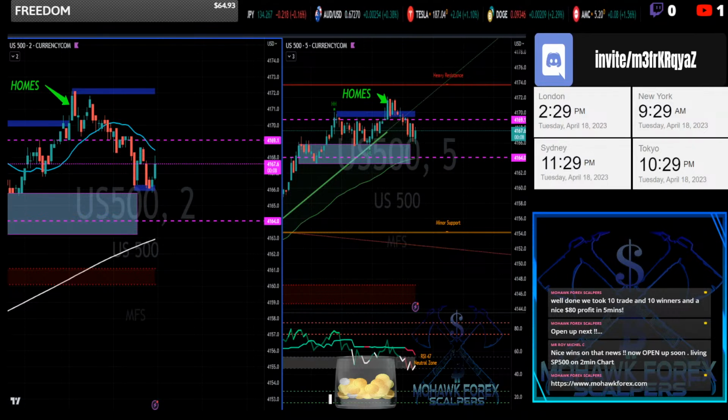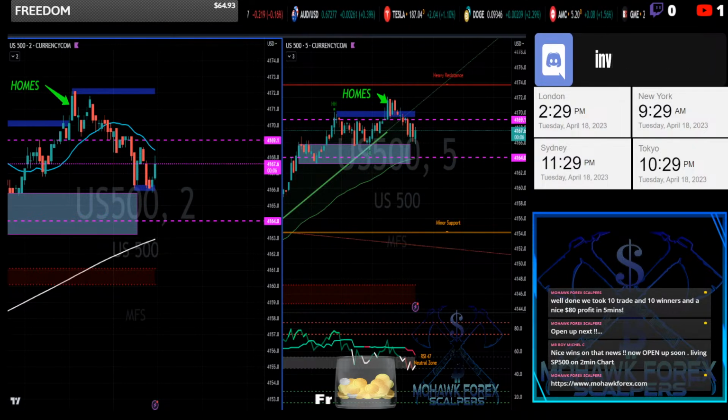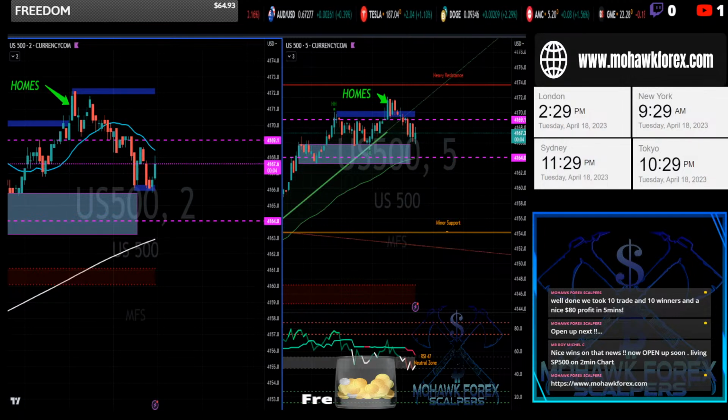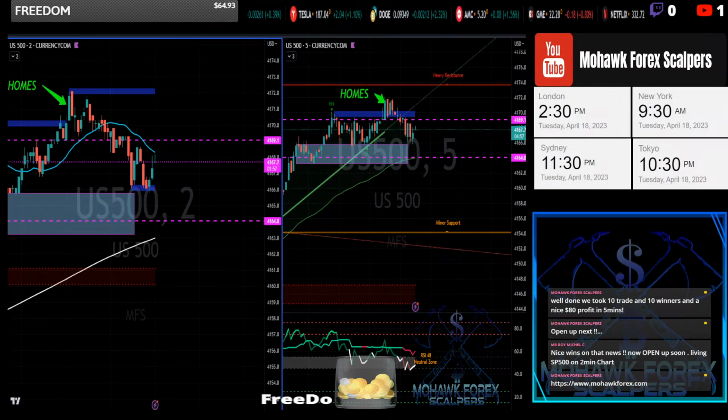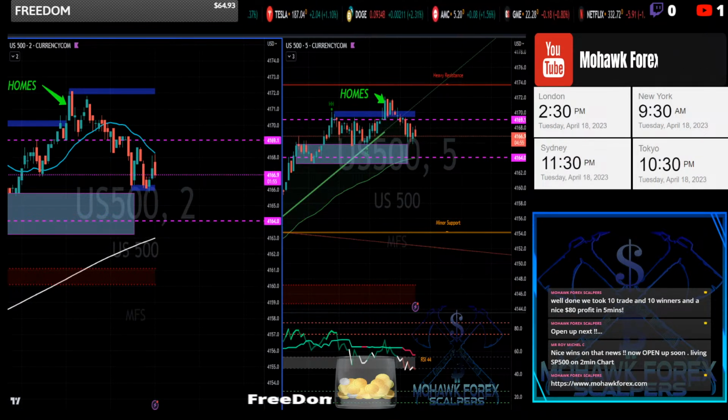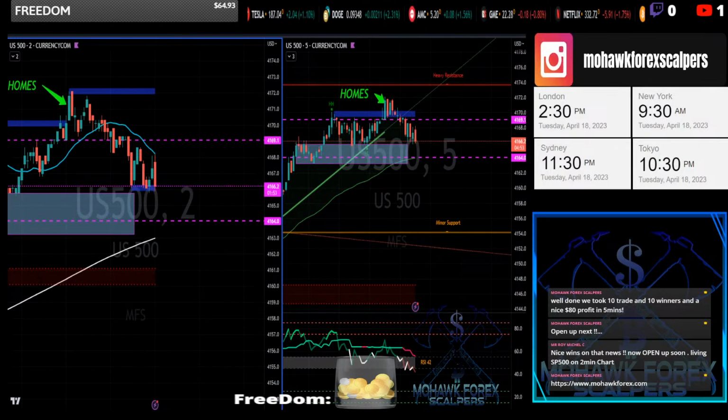Let's see what green we can get. 5, 4, 3, here we go. Oh, beautiful gap. It's nicely gapped up and rather dropped down. Look at that. Beautiful. Look at that drop. Let's see it wick back up again.